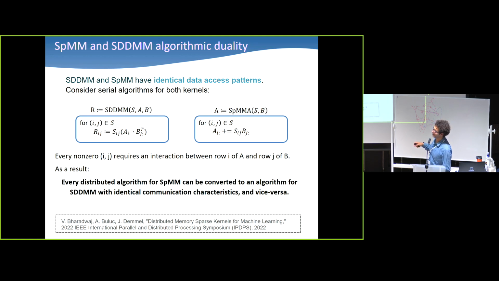In the sampled dense matrix product, again, for each non-zero, you touch one row of the dense matrix and another row of the dense matrix. So you touch two rows of dense matrices. The difference here is that in one of them, one of the dense matrices is in the output. In the other one, both of them are in the inputs. So that seems like they're pretty close, but better yet, Vivek gives a direct mechanical translation from any algorithm that computes one of them to create an algorithm that computes the other one with the same communication bounds.